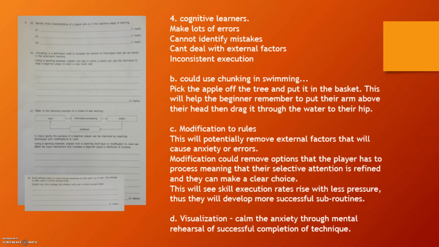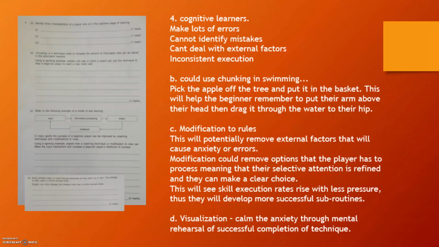Chunking is a technique that is used to increase the amount of information that can be stored in short-term memory. Explain a way a coach can use this technique. So I've said in swimming, just giving the player some information that they can utilise in the water. So it could be pick the apple off the tree and put it in the basket. This will help the beginner remember to put their arm above their head and then drag it through the water to the hip to then go again.